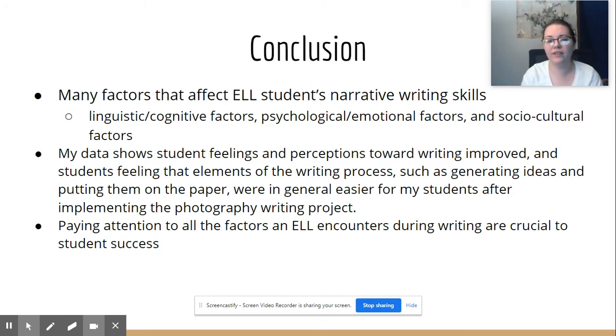Overall, I've learned that it's really important that we pay attention to all these factors that an ELL will encounter during writing. It's crucial to student success that we are really learning our students and their backgrounds and including them, and also paying attention to their linguistic level and the emotional factors they could go through, seeing that they're different from others. All of those things play into their success in narrative writing.